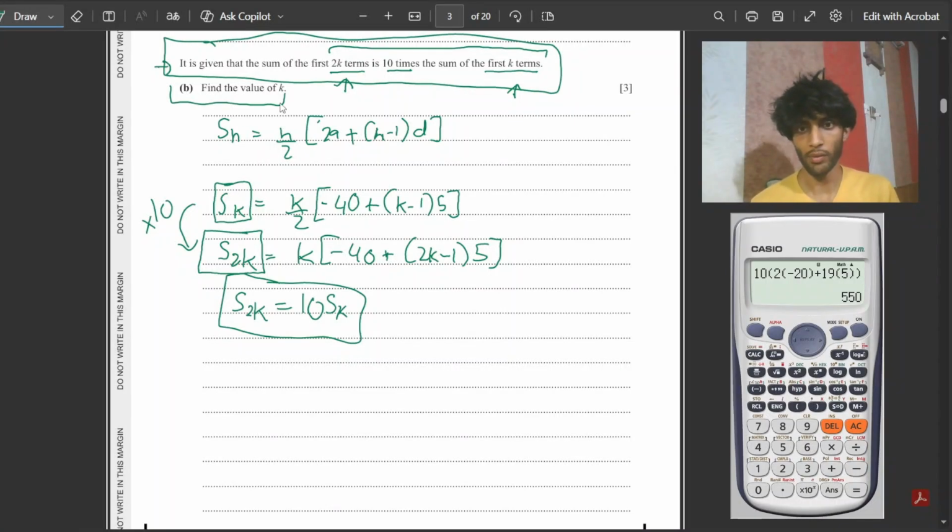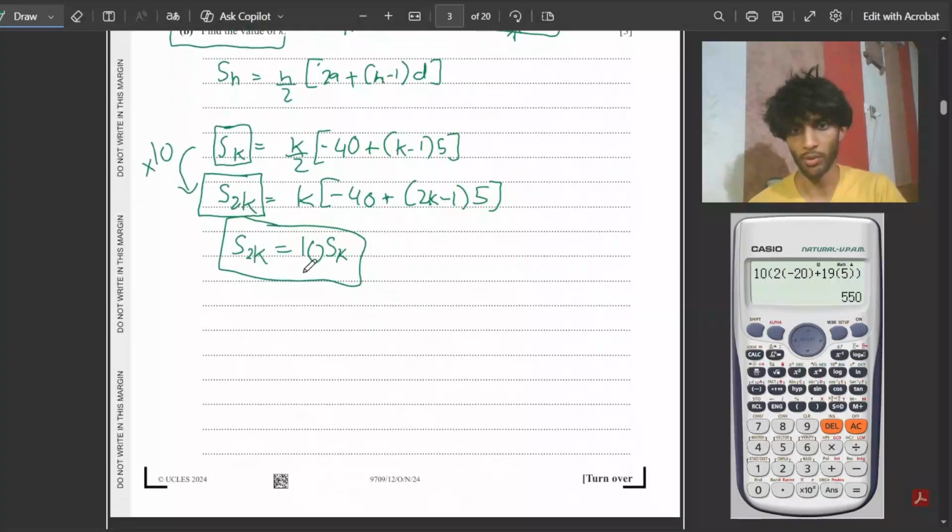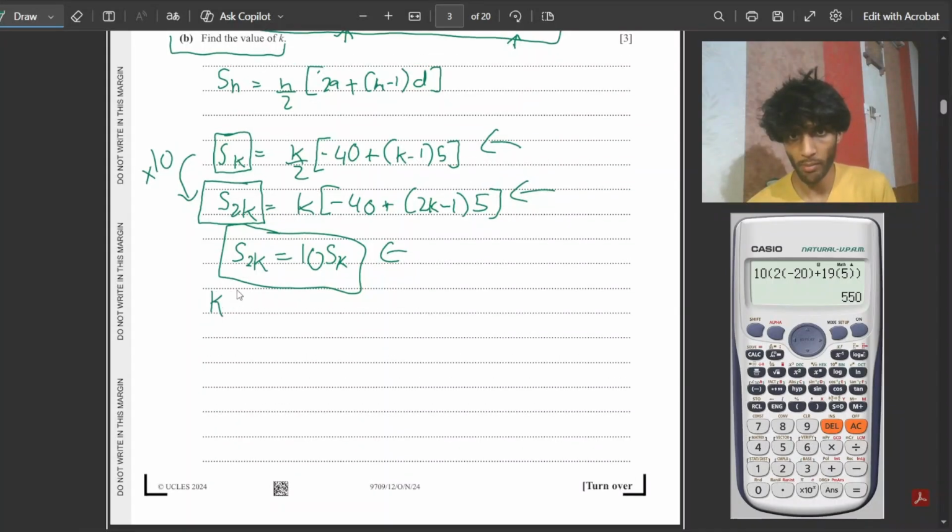Now, we have to find the value of k. That's going to be really simple. You have this equation, you know what Sk is equal to, you know what S2k is equal to, therefore just put them in this equation and you're going to solve for k. So S2k is basically k times negative 40. Well, what's k minus 40?